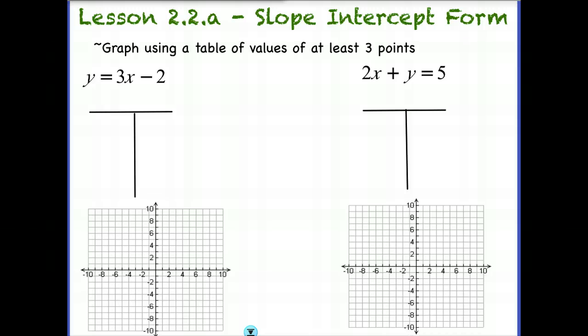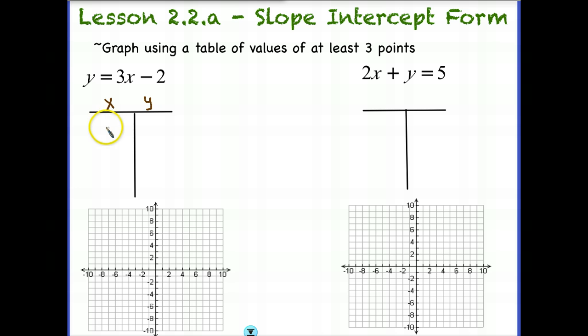Now let's do a graph using a table of values of at least 3 points. Okay, in this first example, we can look at it and say, well, I don't need to graph it because I can look at it and graph it using the y-intercept and the slope, and that's great. But what we're going to do is practice making a table of values and graphing it that way so that you have multiple options for graphing.